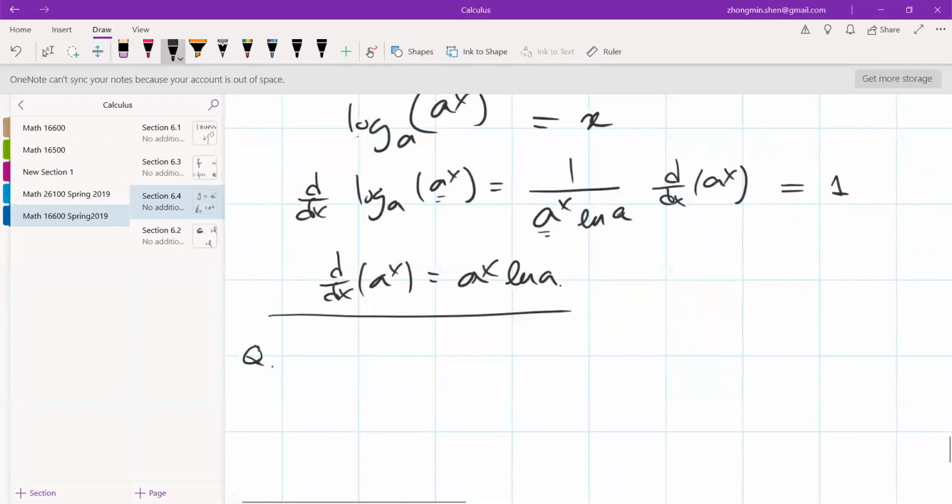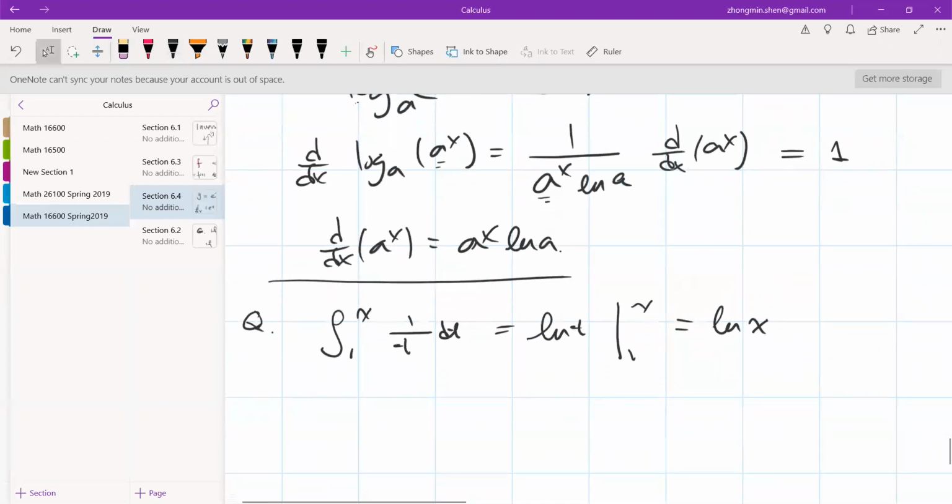So for example, what is the natural log? Let's consider the integral of this function, 1 over t, from 1 to x, and according to the formula, this antiderivative is going to be natural log of x. So after you define the integral, you can define the natural log function.